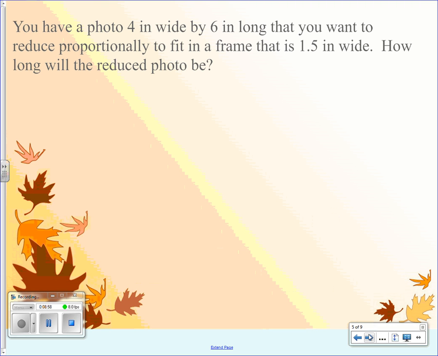Okay, so let's apply these rules and applications to real life. So you have a photo that's 4 inches wide by 6 inches long that you want to reduce proportionally to fit into a frame that is 1.5 inches wide. How long will the reduced photo be? Well, of course, we're going to start with a picture. And we're going to label our picture.